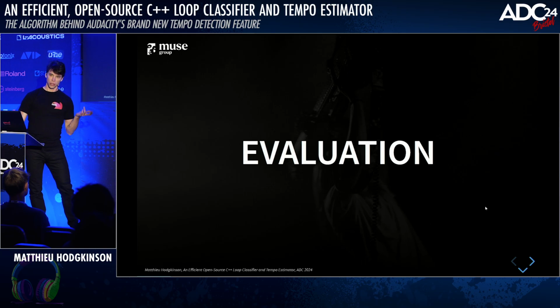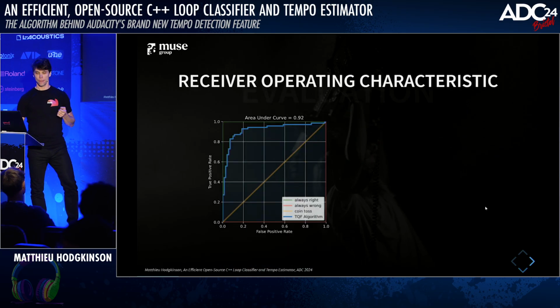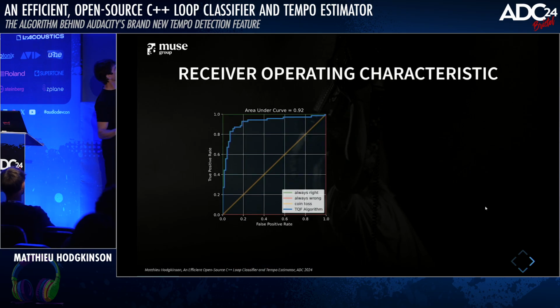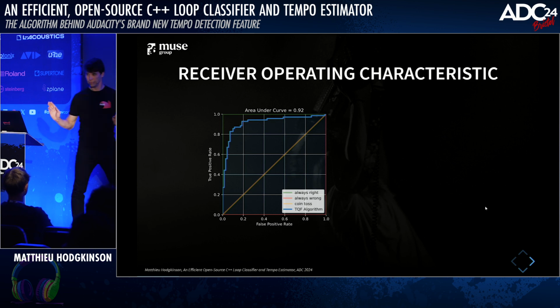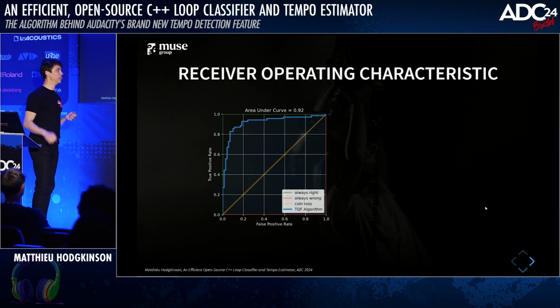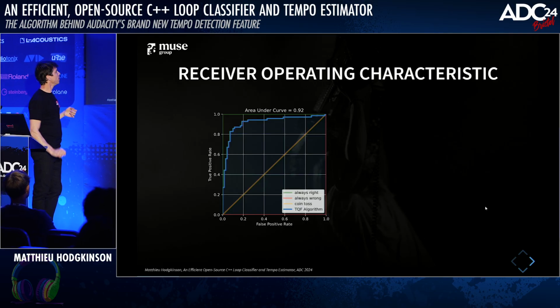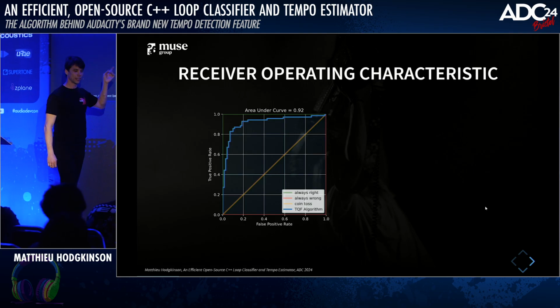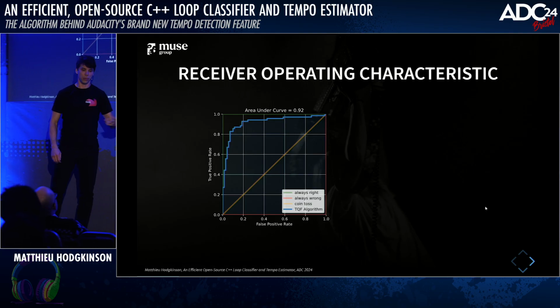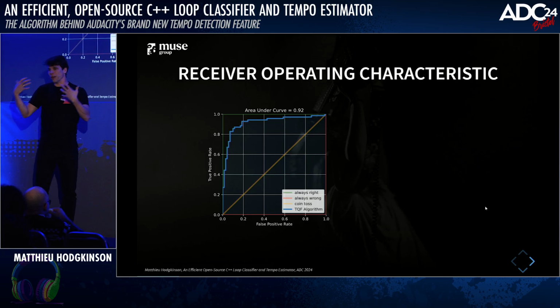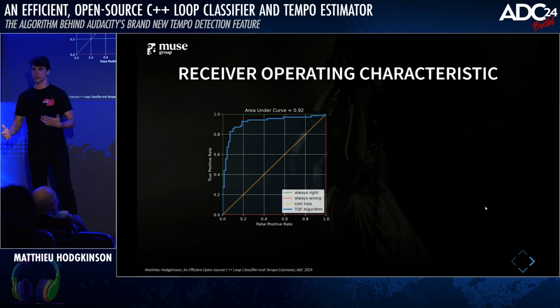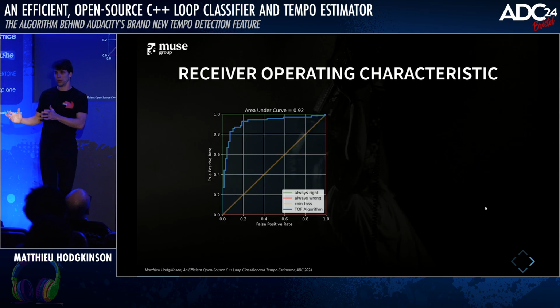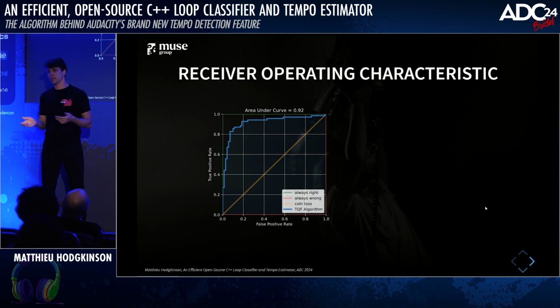Evaluation. How do we evaluate this? We basically use a receiver operating characteristic. I don't know what that means. If you do, please tell me after the talk. But I know how to use it, right? And it's excellent for measuring how discriminant a classifier is. So we have a discriminant classifier here, the one that says, yes, it's a loop, or no, it's not a loop. This is the first step.